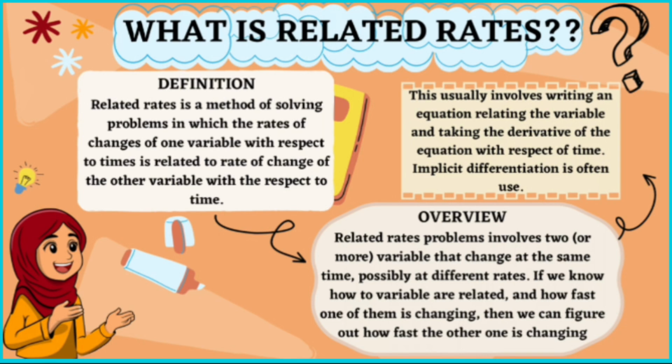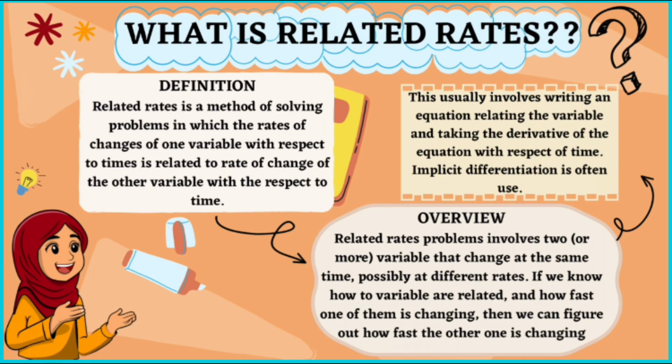This usually involves writing an equation relating the variables and taking the derivative of the equation with respect to time. Implicit differentiation is often used, for example with speed and time.